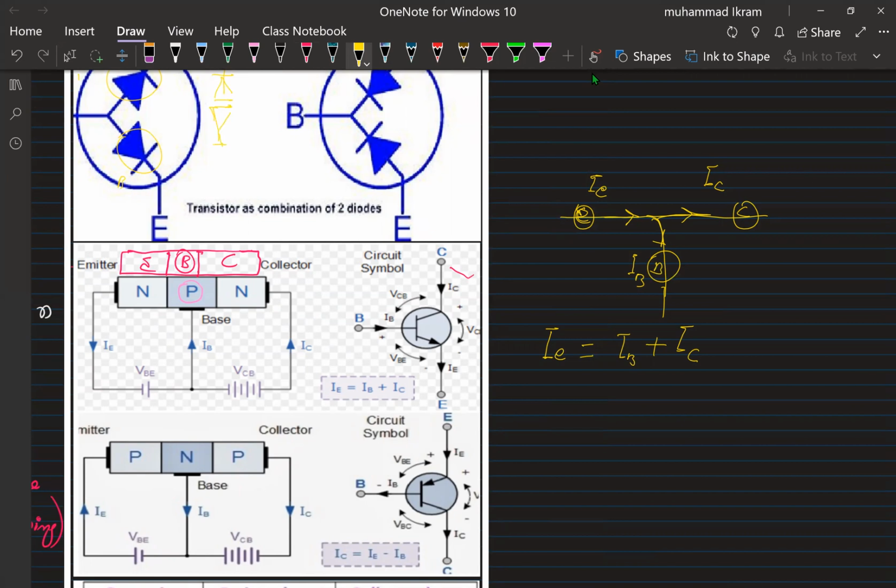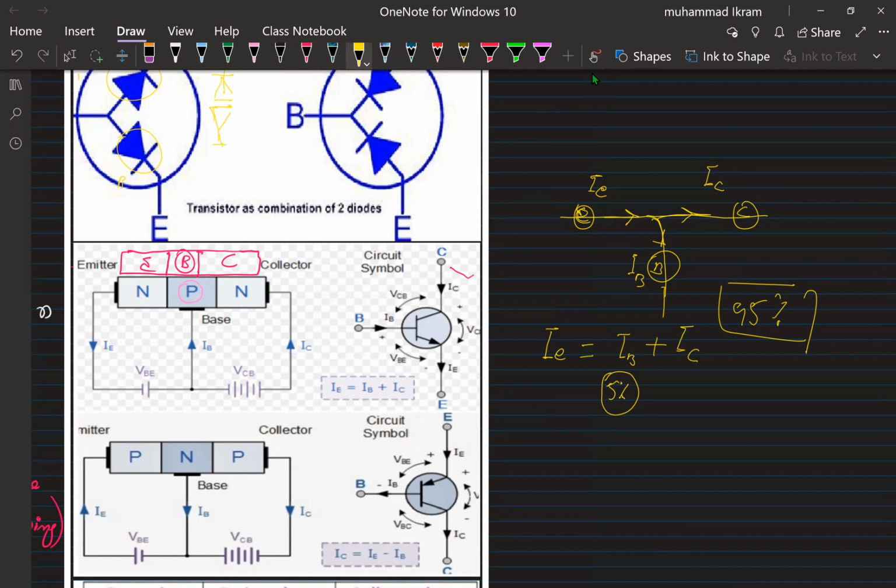As I told earlier, since the base is very thin and lightly doped, as the emitter current flows through the base, only 5% of the current flows through the base. The electrons recombine with the holes in the base region. Since the base is very thin and very lightly doped, only that 5% goes to the base, and the remaining 95% goes through the collector. This is why I told you in the beginning that a small change in the base current can cause a large change in the collector current. I will be coming to that point also.